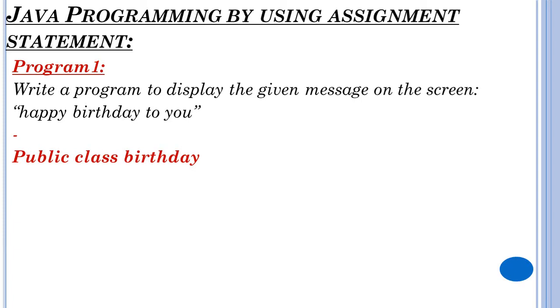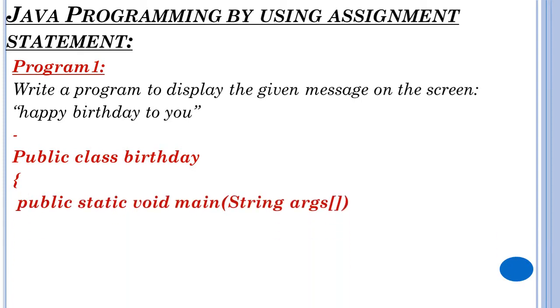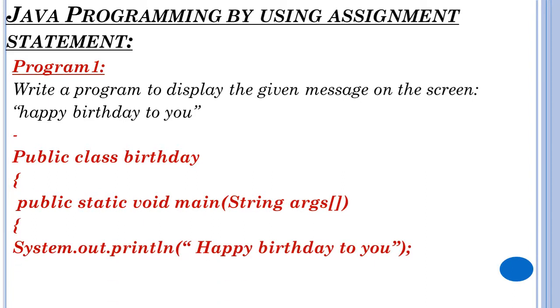First, public class Birthday. Birthday is the class name, and open the bracket. Next, public static void main(String[] args), open the bracket, and write the statement for the message you want to display. You want to write that in System.out.println. This is a print command.